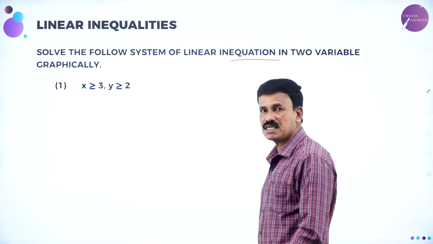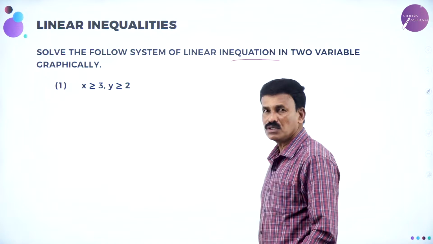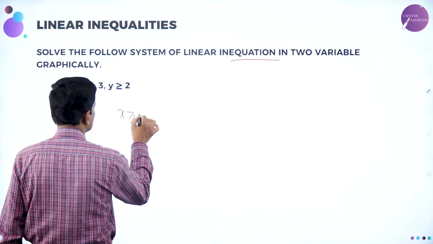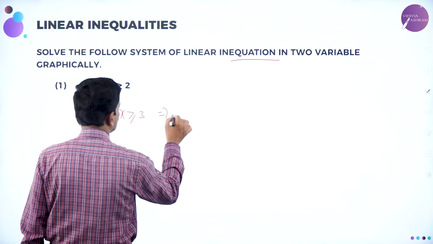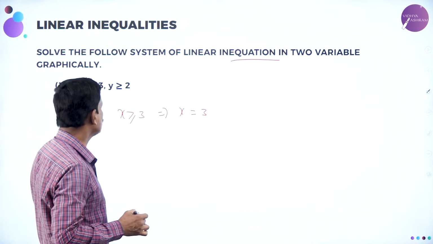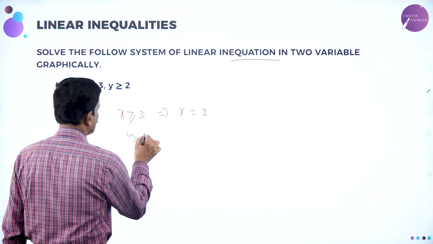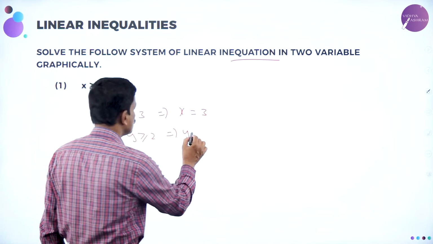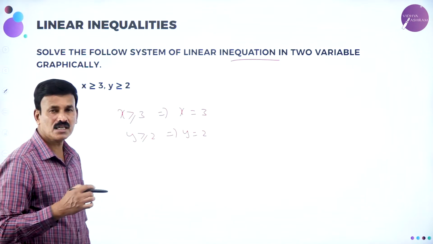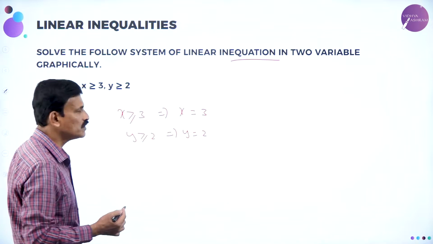Solve graphically: x is greater than or equal to 3 and y is greater than or equal to 2. Very simple. What is given here? The inequality x is greater than or equal to 3 implies, just convert the inequality into an equality, that is x is equal to 3. Another inequality: y is greater than or equal to 2 implies y is equal to 2. So these are the two inequalities.